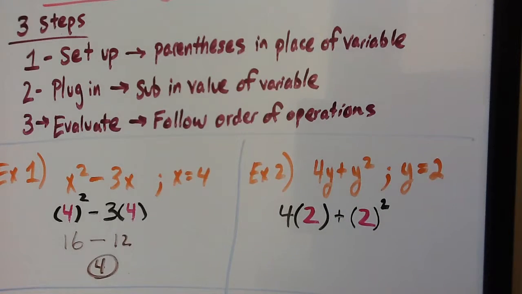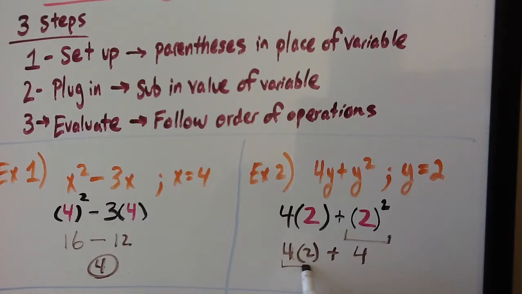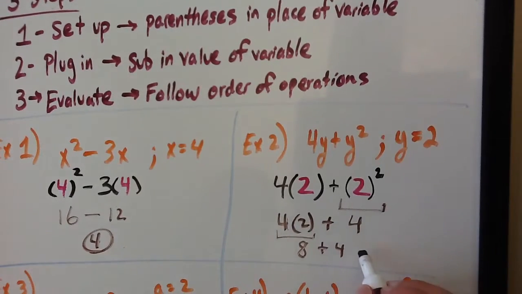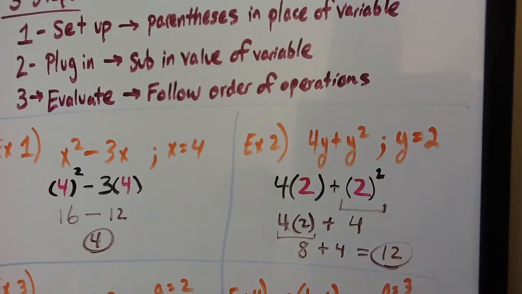I've plugged in. Now I evaluate by following order of operations. I have an exponent, so I'm going to do this first. Okay, so I have 4 times 2 plus, what's 2 squared? Well, 2 squared is 4. Okay, then I'm going to take care of multiplication. 4 times 2 is 8. I still need to add 4. I know that 8 plus 4 is 12. Circle my final answer. That's the value of this expression given that y is equal to 2.